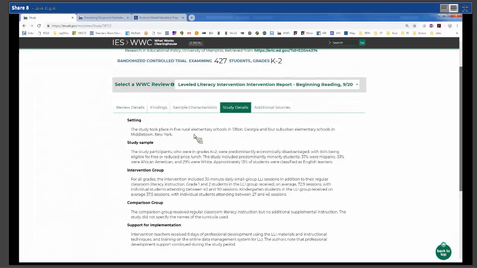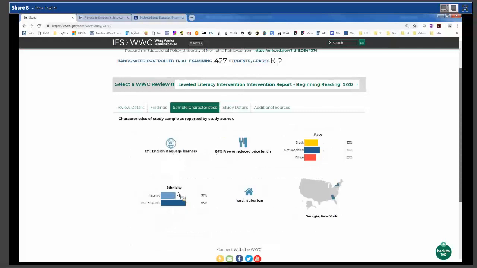The study took place in 5 rural elementary schools in Georgia, all right? So already you see that you're meeting your multi-site criteria. You're conducting the research in more than 2 schools, excuse me. Back to your sample characteristics slide, you can see how the population breaks down, right? So you can compare the overlap between this study and the population in your school or district.